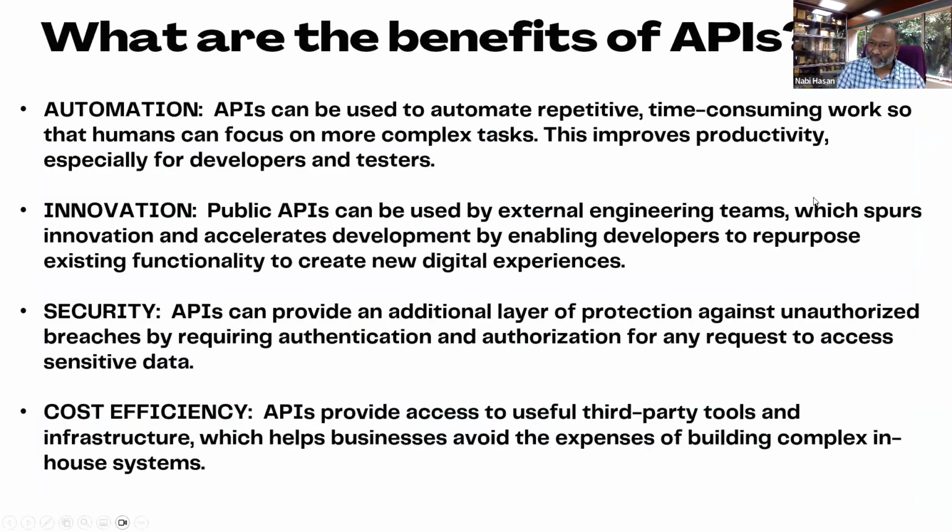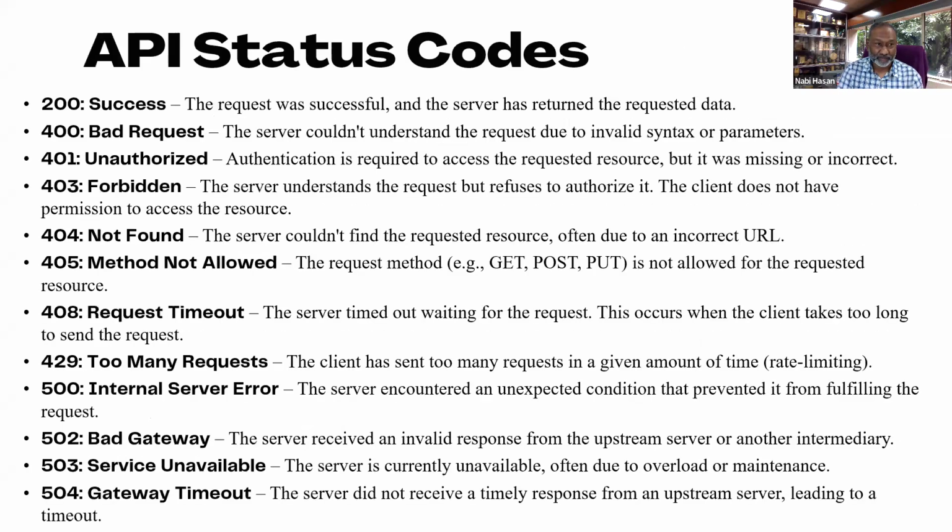So what are the other benefits of API apart from interoperability, scalability, or efficiency? Other examples include automation. You can do repetitive jobs with the help of APIs. Innovation: public APIs can be used by external agencies and engineering teams as well. Then there are more secure transactions. If you integrate it with blockchain, then they will become more secure as well. Then there is cost efficiency as well. APIs provide access to useful third-party tools and infrastructure as well.